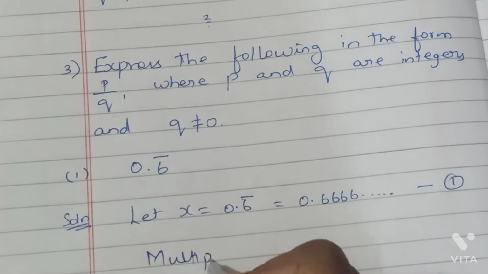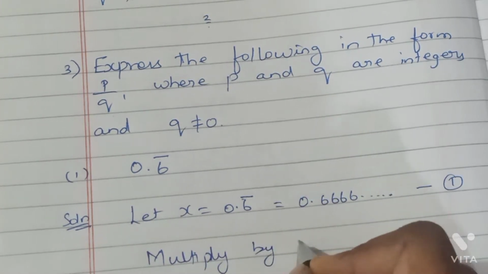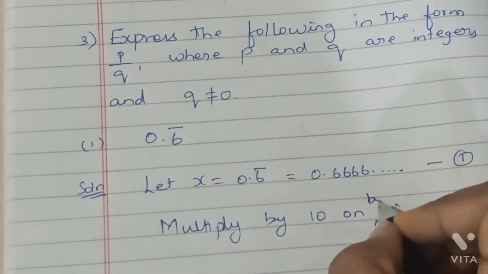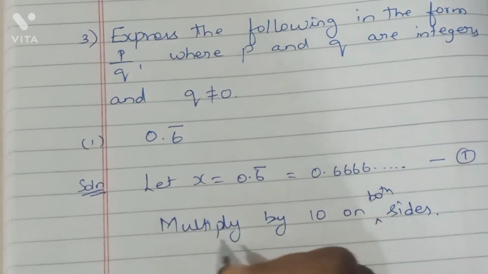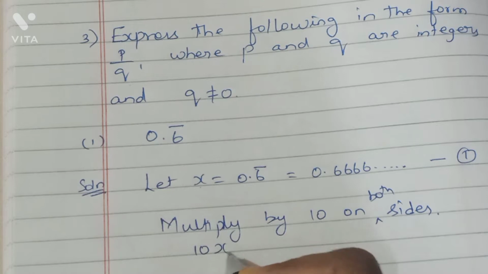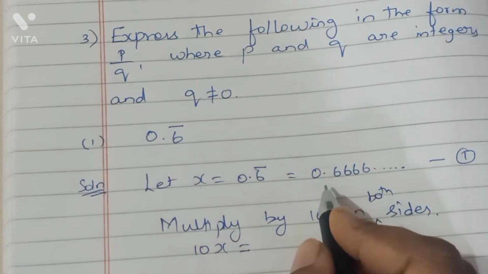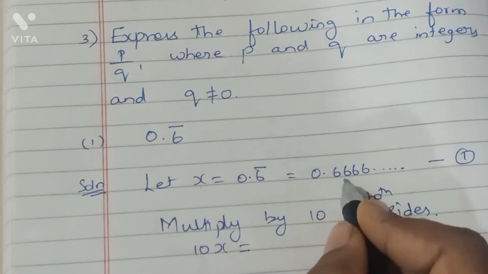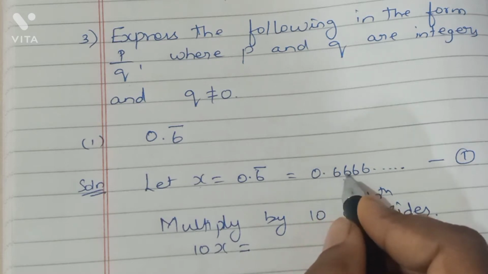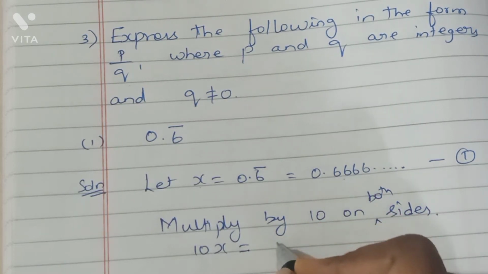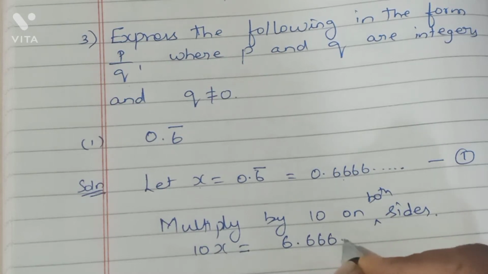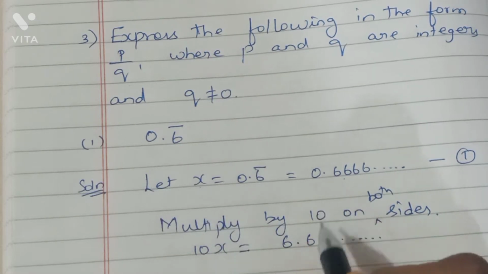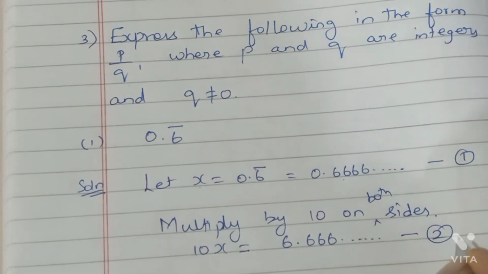So multiply by 10 on both sides. So 10 into x gives us 10x equal to 10 into 0.6666. When I multiply 10 into this value, the point skips to the right side. So this becomes 6.6666 and so on. Is it clear? When I multiply by 10, we get 10x equal to 6.666 and so on. Mark this as equation 2.